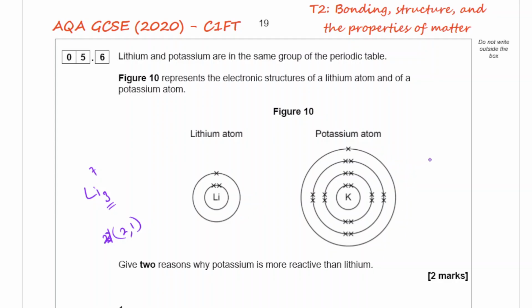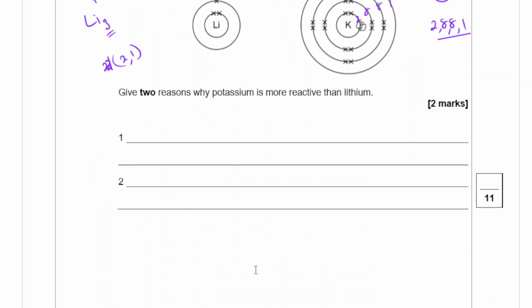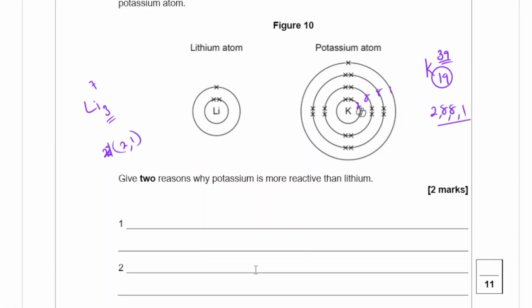Potassium is the 19th element, okay, 19, and the mass I think is 39. I won't double check that, but we are more worried about this number of electrons, 2, 8, 8, 1, making it 19 electrons in these 4 energy levels or 4 shells. So if you count the crosses, you'll find 2, 8, 8, and then 1 in the last shell. Give 2 reasons why potassium is more reactive than lithium.